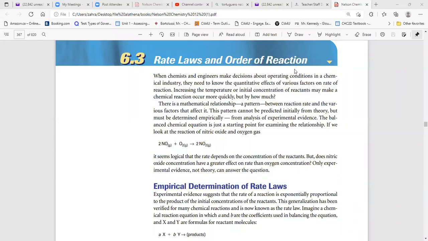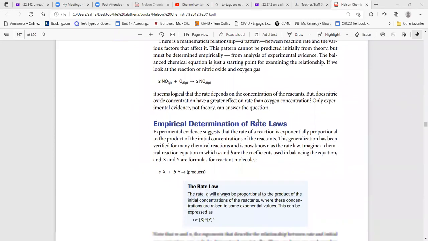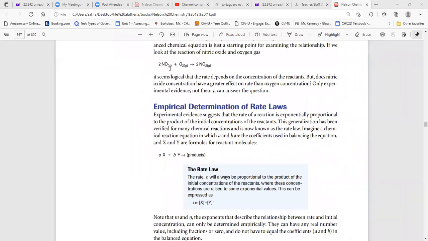Rate laws and order of reaction. Here, if you look at this reaction, 2NO plus O2 gives you 2NO2. The rate of reaction depends on the reactants.